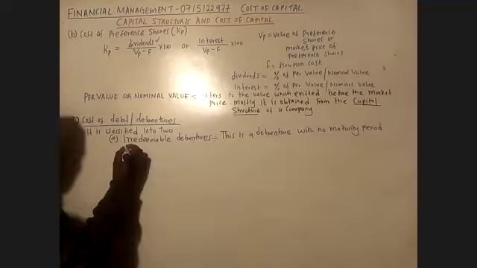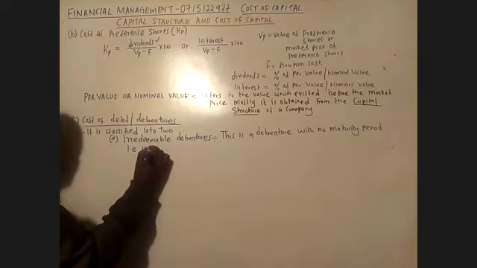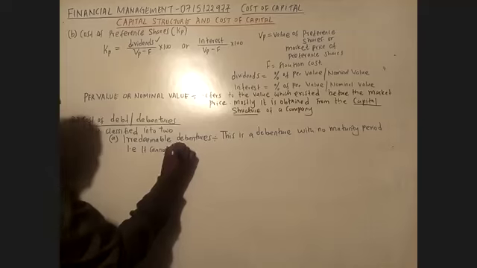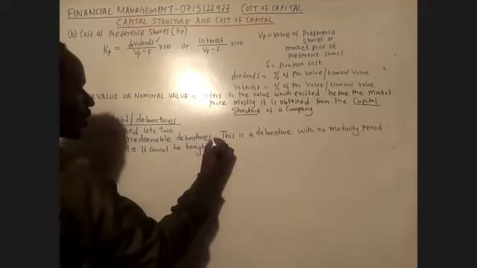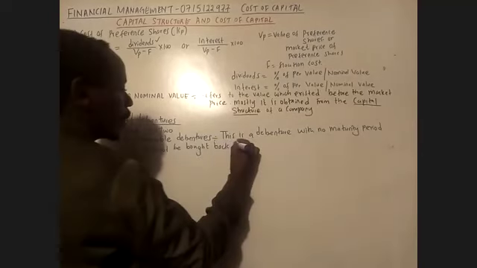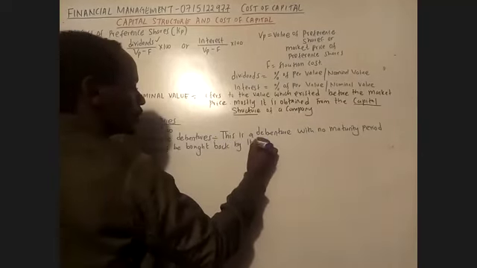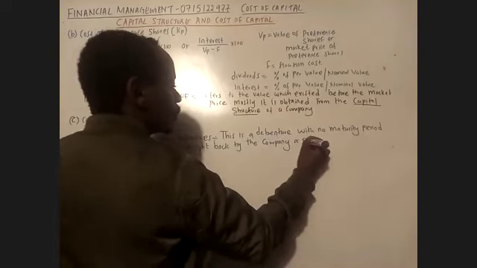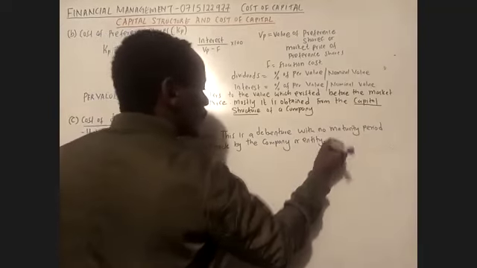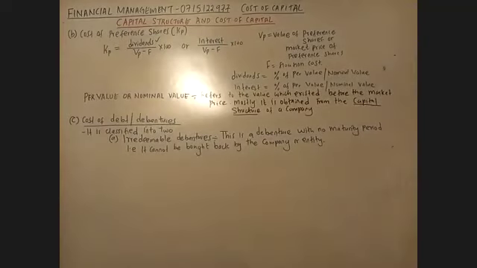Meaning, it cannot be bought back by the company, or by the entity, if you want to use the word entity. It cannot be bought back by the company, or it cannot be redeemed. So what do you mean it cannot be redeemed? It cannot be bought back by the entity.